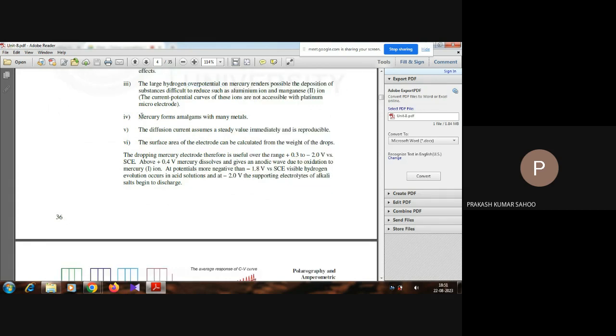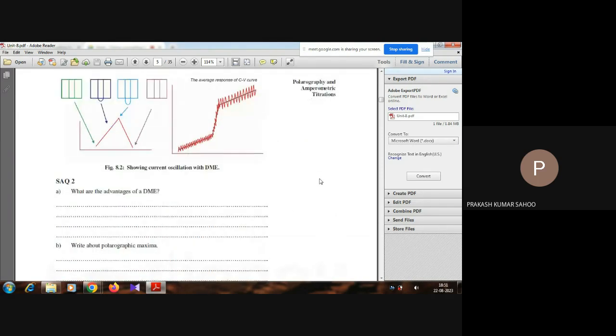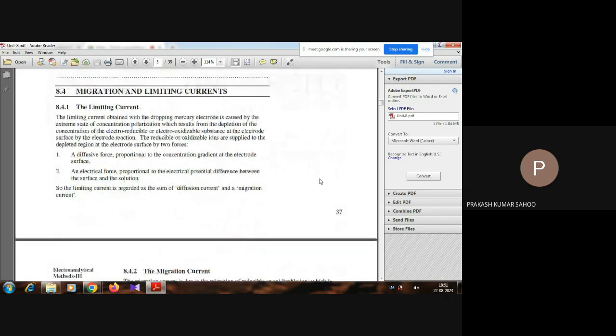This is very important because with many metals mercury forms stable amalgams. That is just a complex with the metal. The diffusion current assumes a steady value immediately and is reproducible. The surface area of the electrode can be calculated from the weight of the drops. The reverse calculation can also be made. So the migration and limiting current will be there. There will be two types of current: migration current and limiting current.